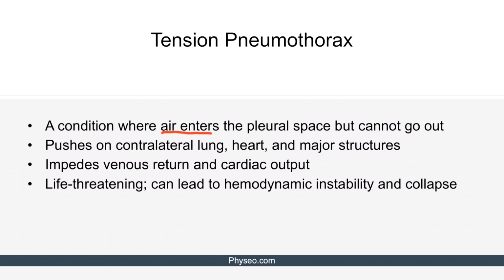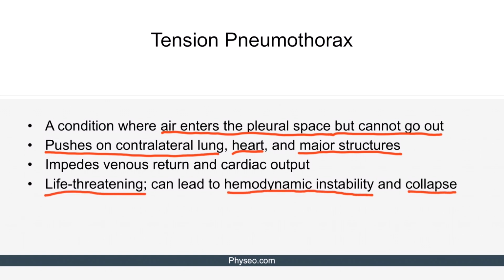This is a condition where air enters the pleural space but cannot go out. If left untreated, continuous air entry will lead to increased buildup of pressure that can eventually push on the contralateral lung as well as the heart and other major structures. This can be very dangerous as it can impede the venous return and cardiac output of the heart. Therefore, it's a life-threatening condition that can lead to hemodynamic instability and collapse.